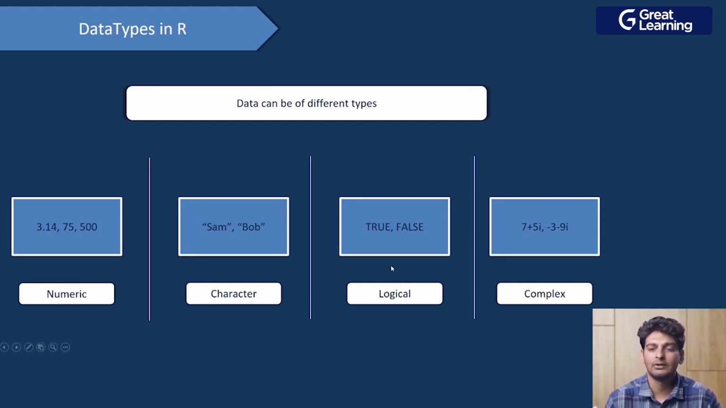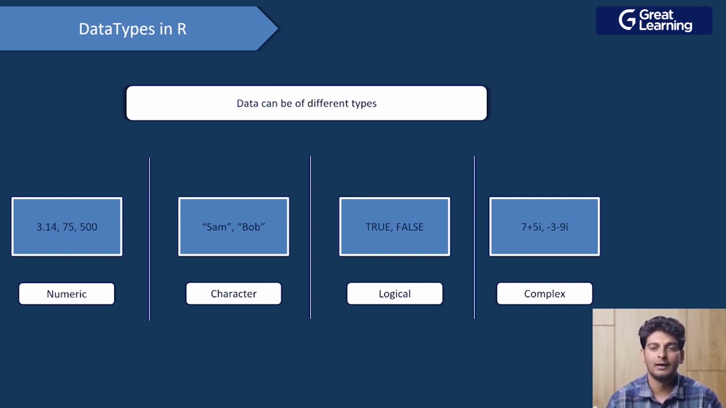And then we've got the logical data type, where you basically have two values. The first value is true and the second value is false. And then finally we've got the complex data type, and in the complex data type you have two parts. First is the real part and then you have the imaginary part. So over here we've got numbers such as 7 plus 5i and minus 3 minus 9i. So in 7 plus 5i, 7 represents the real part and 5i represents the imaginary part. So these are the different data types which can be present in R.